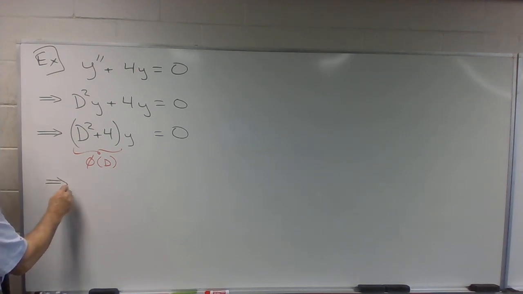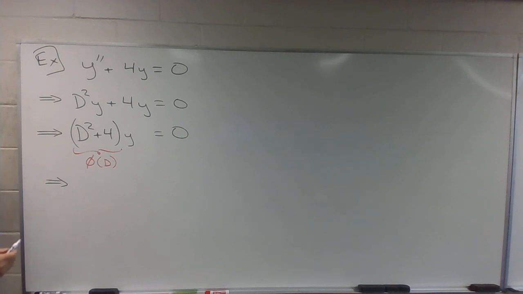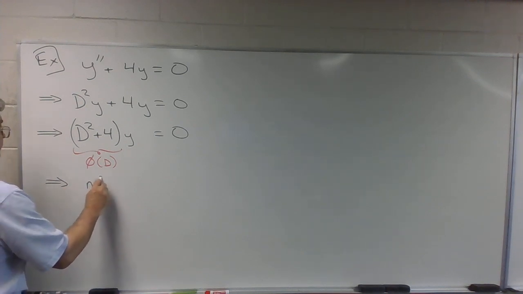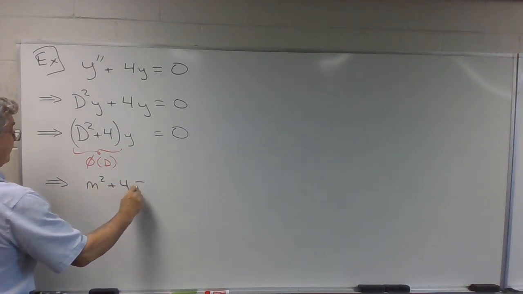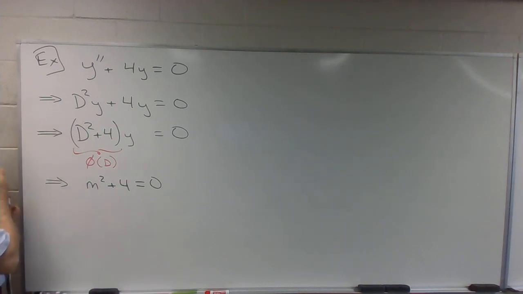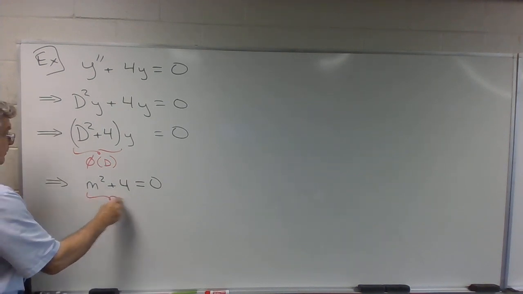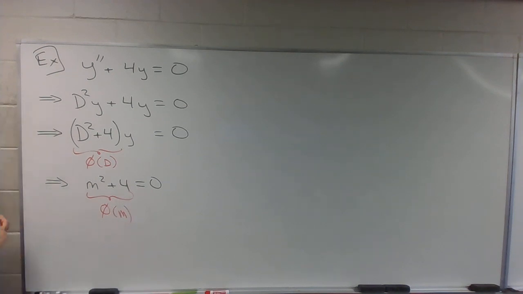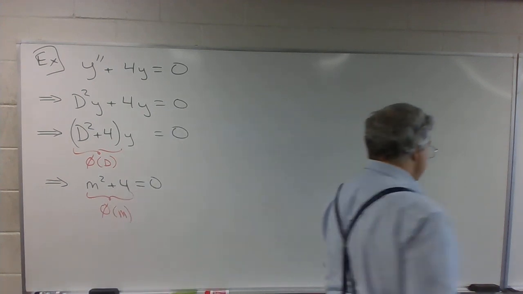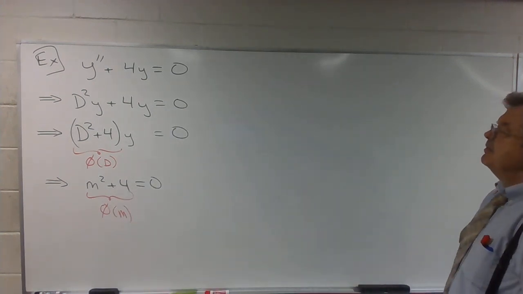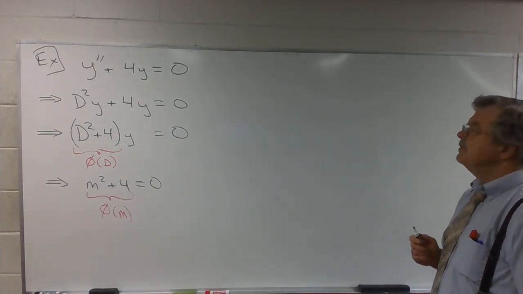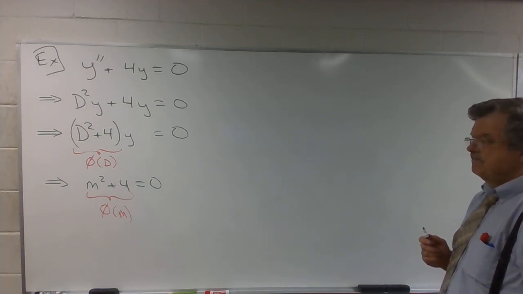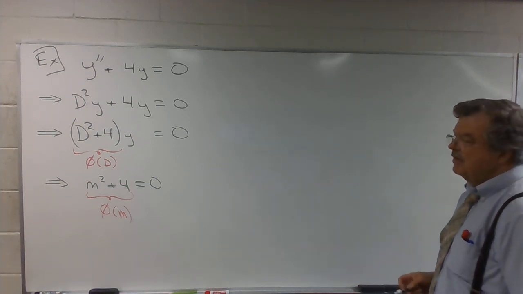From this, we get the auxiliary equation. And here's our polynomial phi of m. To find the complementary solution, the next thing that we have to do is solve that equation for m.